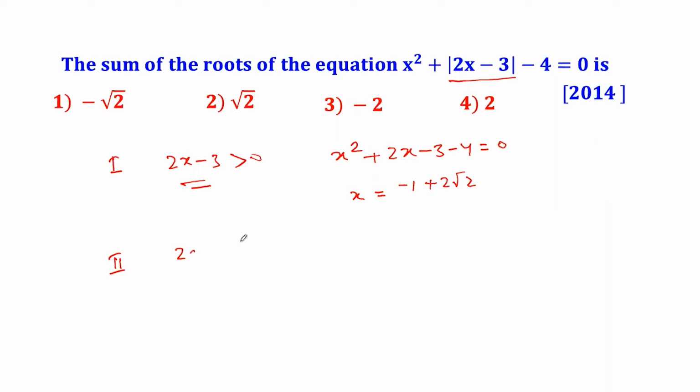Case 2, 2x minus 3 less than 0, right? In this case, this is x square minus 2x plus 3 minus 4 is equal to 0, right? This is 3, greater than 0. So this will be x square minus 2x minus 1 is equal to 0. From this, I'll get the value of x, right? So x in this case is 1 plus or minus root 2. x less than 3 by 2, so only this value will satisfy, the second will not satisfy. So one value we got as minus 1 plus 2 root 2, and the second is 1 minus root 2.